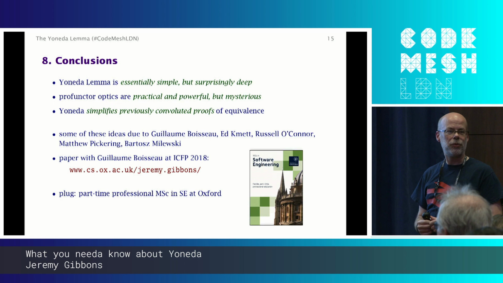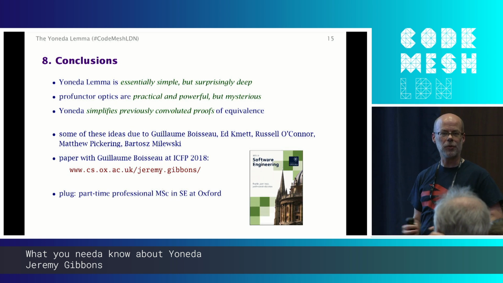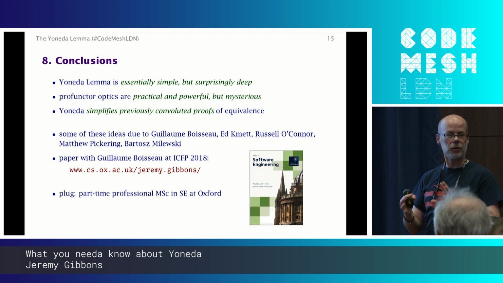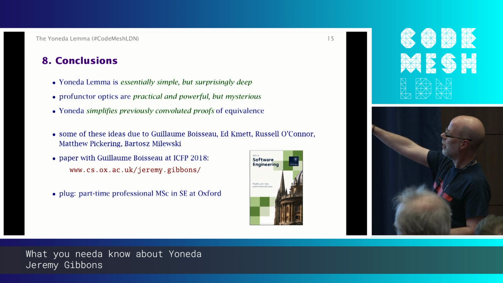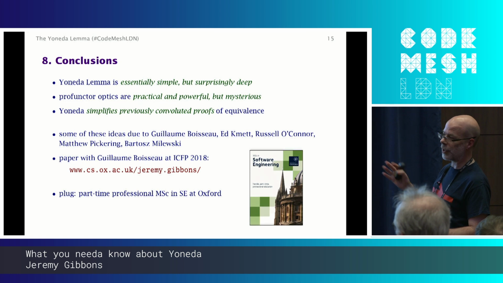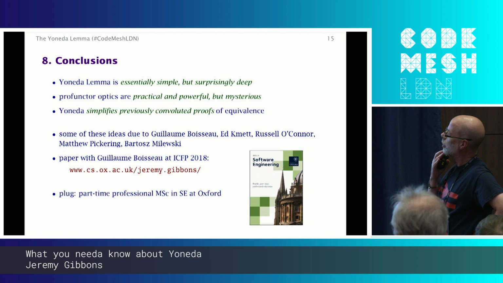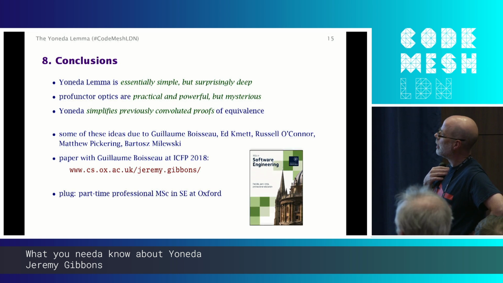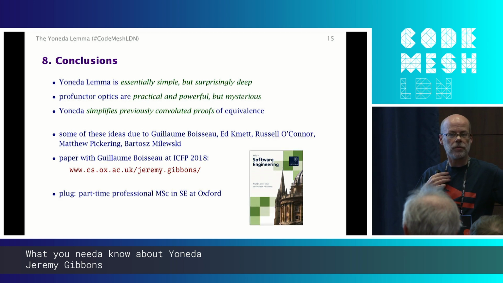And they put my previous favorite thing and my new favorite thing together, and the new favorite thing answers some of the problems with the previous favorite thing. The proofs just become way shorter and sweeter and easier to follow and more believable. So lots of people contributed to this. My student Matthew Pickering was the one who got me into lenses in the first place. Well, that's not true. Got me into Profunctor Optics in the first place. And this work is based on an ICFP paper with Guillaume, which you can get from my webpage.